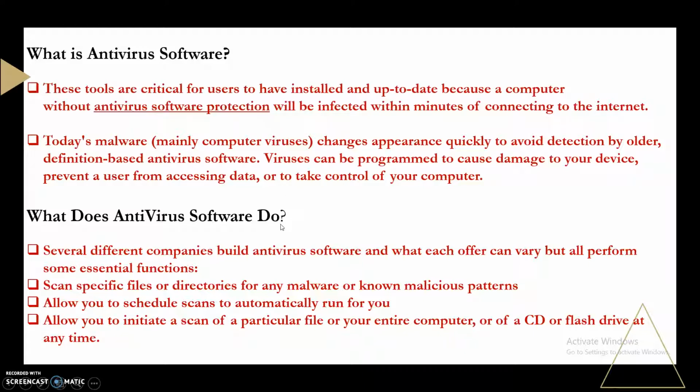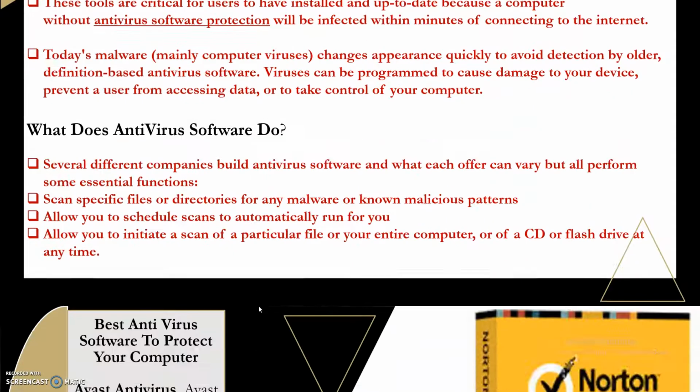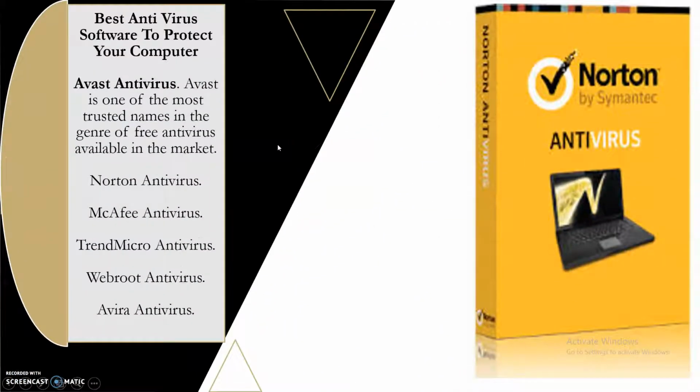What does antivirus do? Several different companies build antivirus software. It scans specific files and directories for any malware, allows you to schedule a scan, and allows you to initiate a scan. The best antivirus are Norton, McAfee, Trend Micro, Webroot, and Avira.